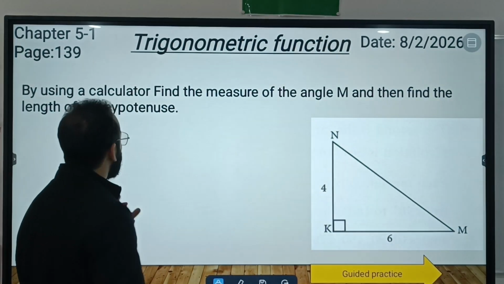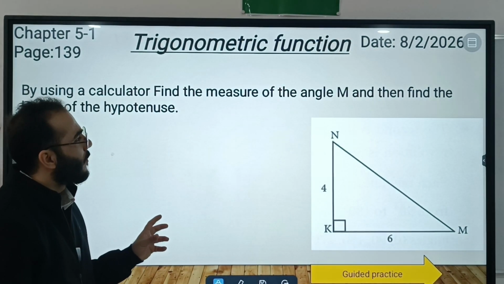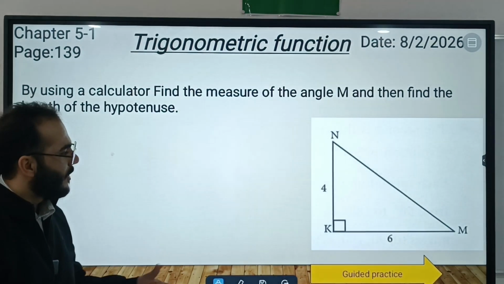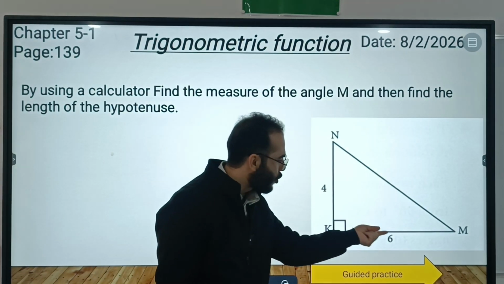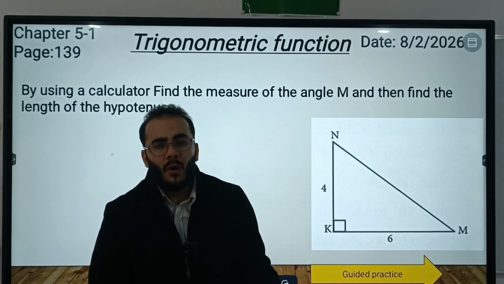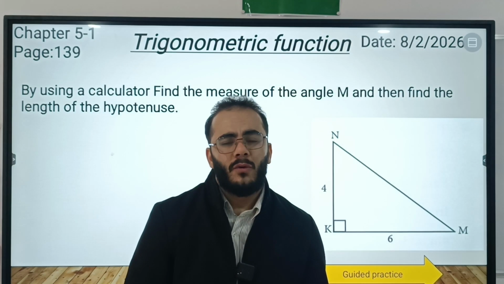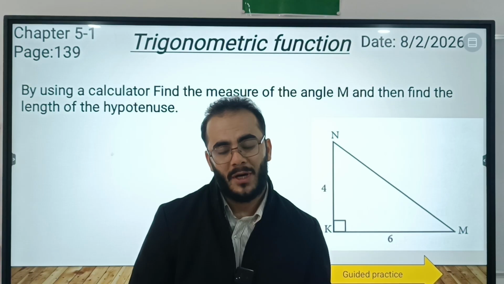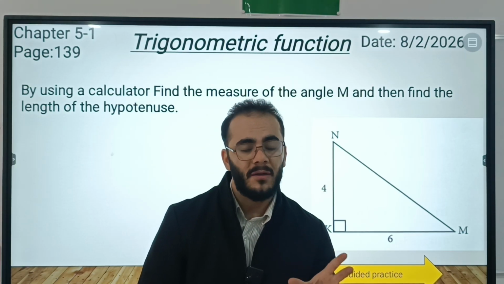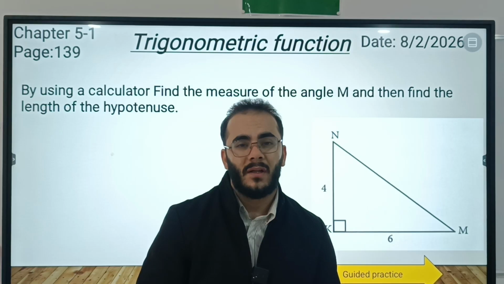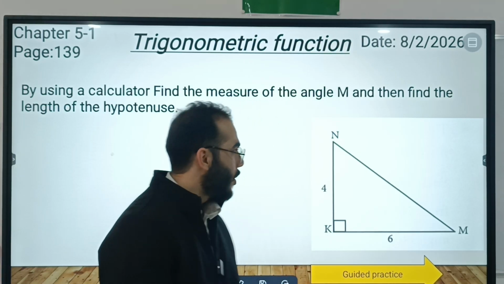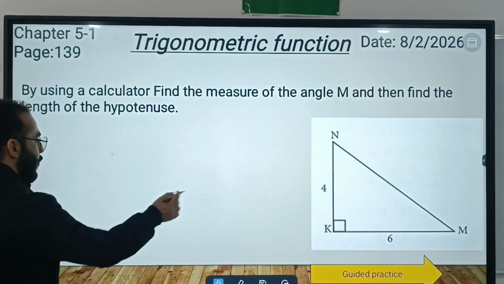It says, by using a calculator, find the measure of the angle M and then find the length of the hypotenuse. As you can see, there are 2 known sides. The legs are given. We already said that if the legs are given, we are going to use tan. But if the hypotenuse and one leg were given, we are going to use sine or cosine. It depends on the given leg. If it is opposite, sine. If it is adjacent, go with cosine. So here the legs are given, so we are going to go with tan.